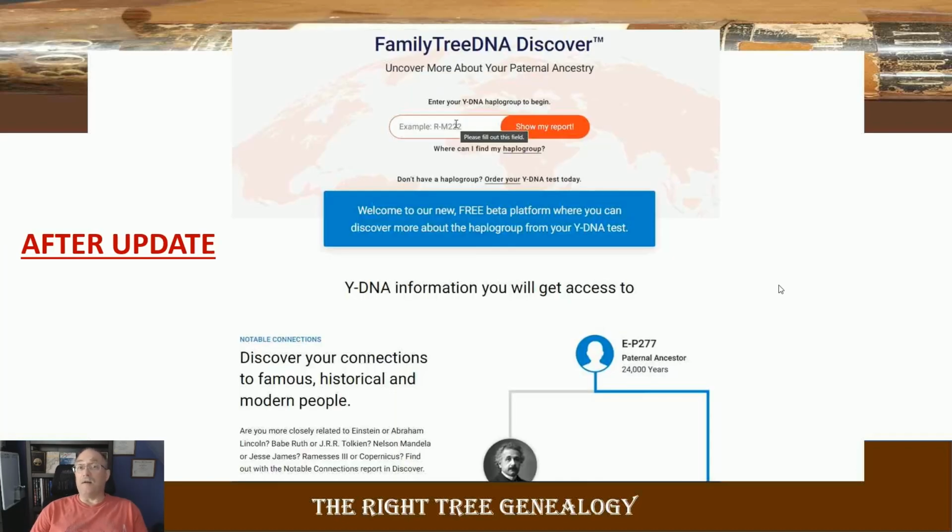Looking at the after screen, they made it a little bit bigger at the top. They wanted to make sure you knew that it was free access for you to be able to take a look at your haplogroup and find out the 7 items that they provide for you. But one thing they did do down at the bottom here: are you closer kin to Einstein or Abraham Lincoln? Those are the type of things you see.